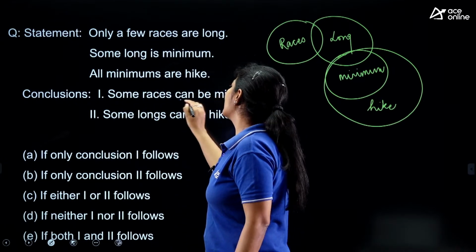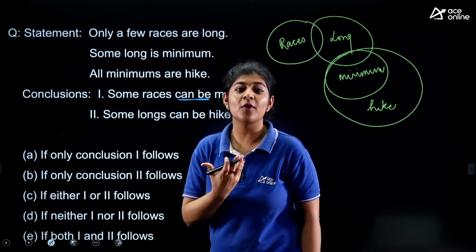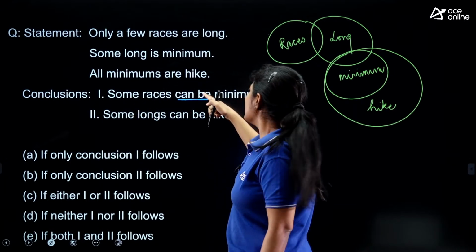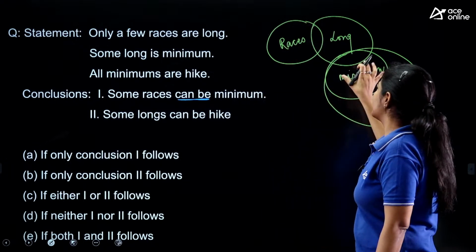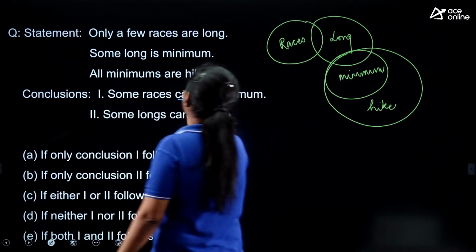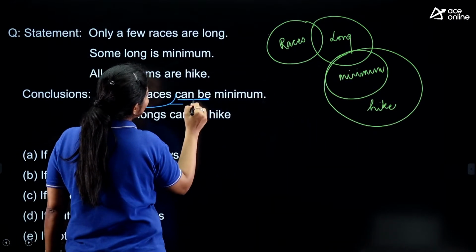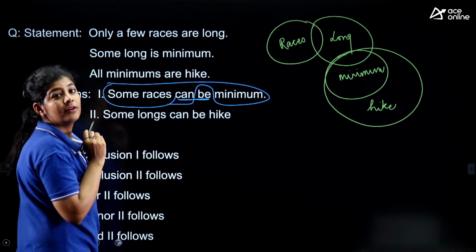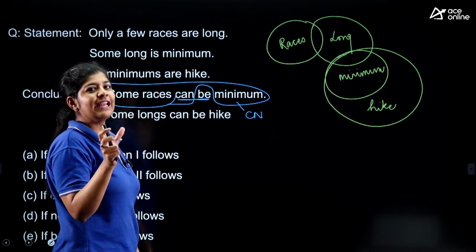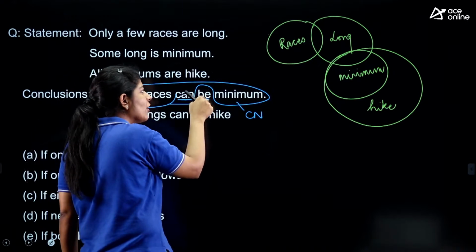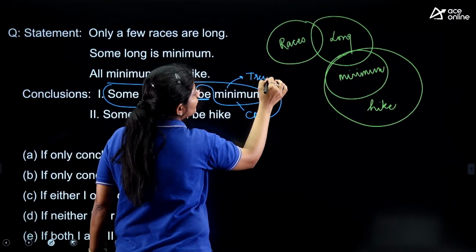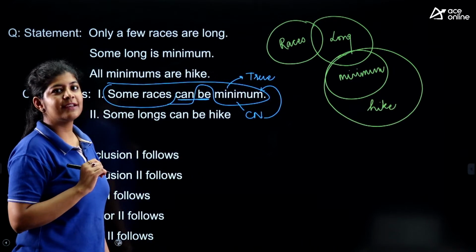Some races can be shows the possibility. Here, both the conclusions say the possibility case. Can be minimum. Races minimum. Do we have any relation over here? No. So, can we say anything related to this one? No. Can't say. But we know that whenever we are having a possibility case, that possibility is considered as true.